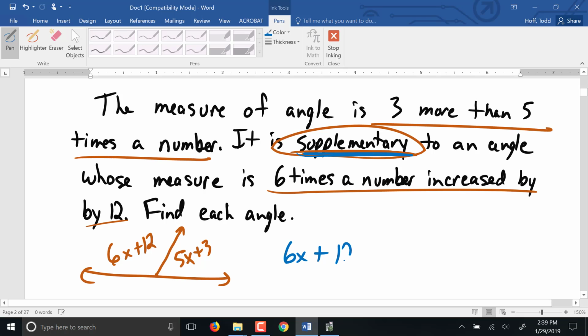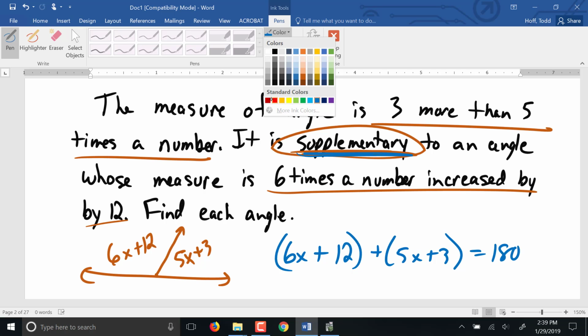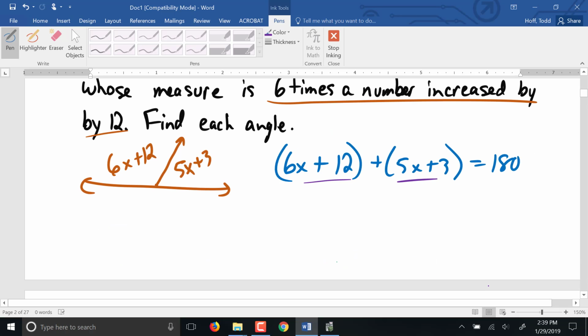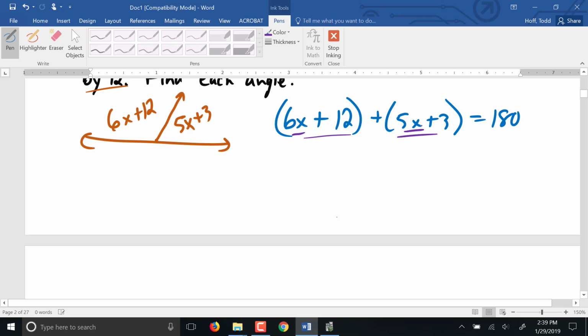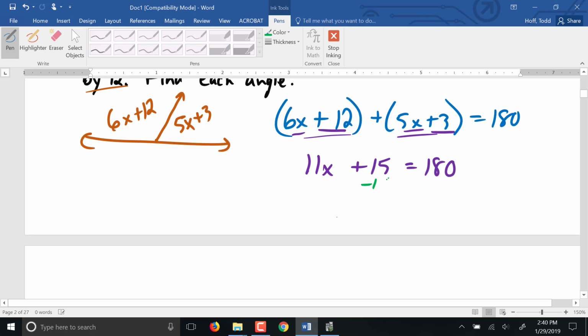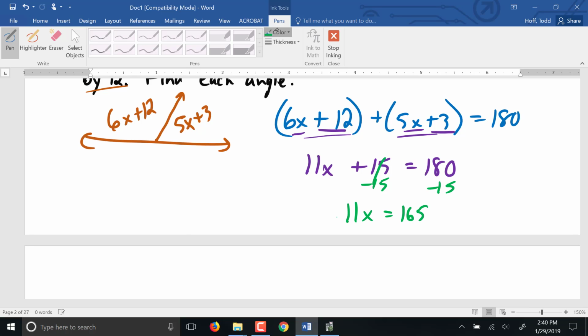So 6x plus 12 plus 5x plus 3 equals 180. So our first step is going to be to add these algebraic terms, 6x plus 12 and 5x plus 3. 6x and 5x is 11x. 12 and 3 is 15. Adds up to 180. And now we'll solve that equation. So we'll subtract the 15. 11x equals 165. And we'll divide by the 11 to get x by itself.